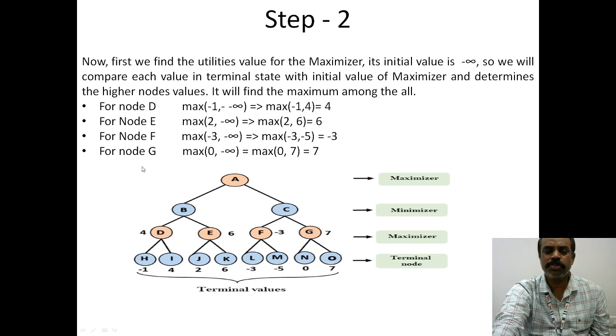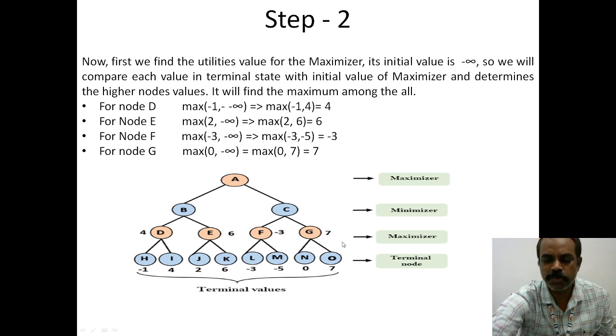The same process goes for node F and node G. For node F we get the maximum value as minus 3, and for node G the maximum value is 7. See, these values are assigned over here. So all these are the maximizer values: 4, 6, minus 3, 7. This is what step 2 is.